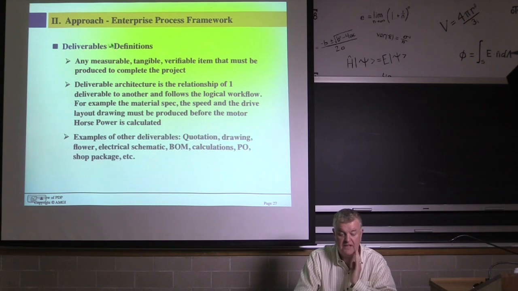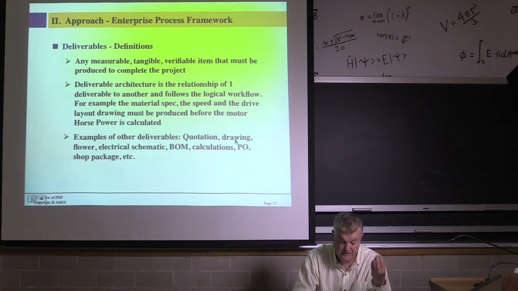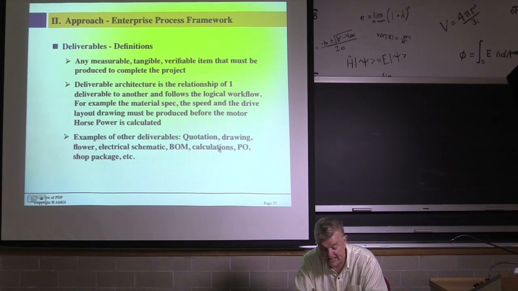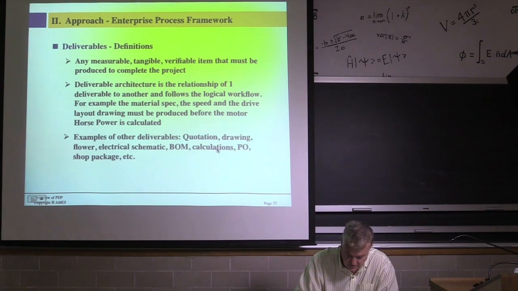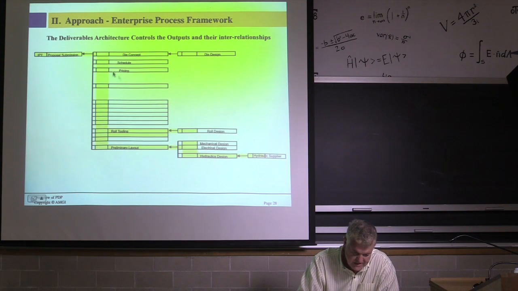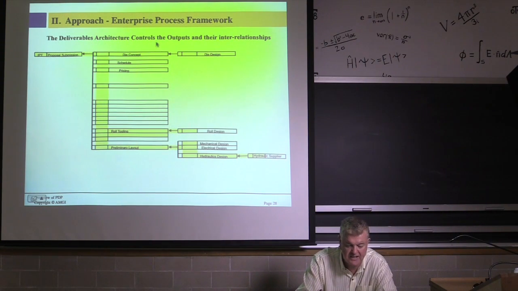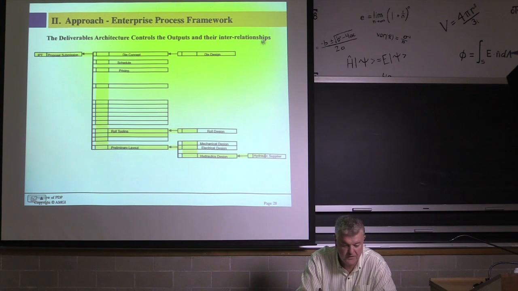Next thing you have to do is develop the deliverables. Any measurable, tangible, verifiable item. Deliverable architecture is the relationship of one deliverable to another, the logical flow. Examples: a quotation is a deliverable, a drawing is a deliverable, the electrical schematic is a deliverable, the bill of material is a deliverable, calculations of horsepower, stress, vibration analysis, and so on. They're all deliverables. This is an example of a deliverables architecture. It controls the output of their interrelationship.